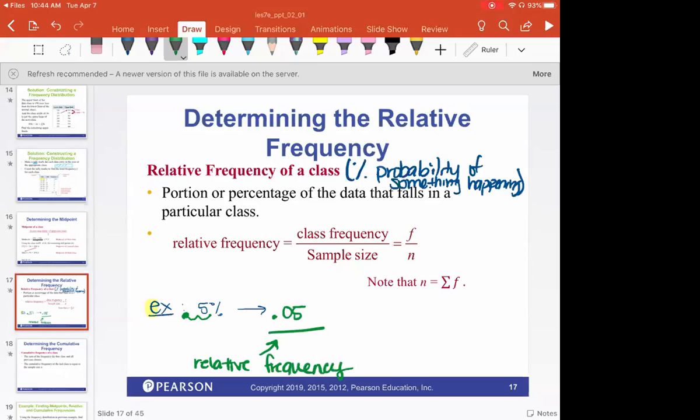And we can always go between relative frequency and percent. So we're essentially trying to find the percent, or in this case, the relative frequency, in relation to everything else. So you're going to start with your class frequency, so the number in each tally.